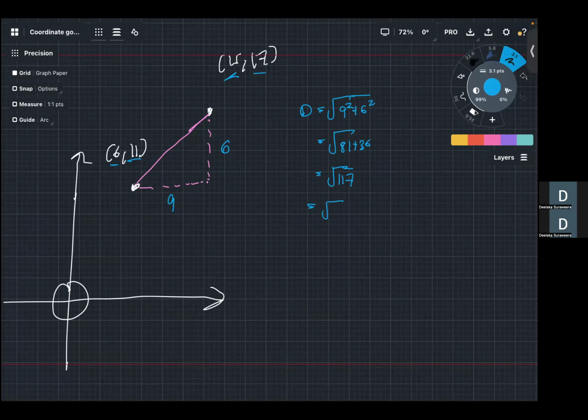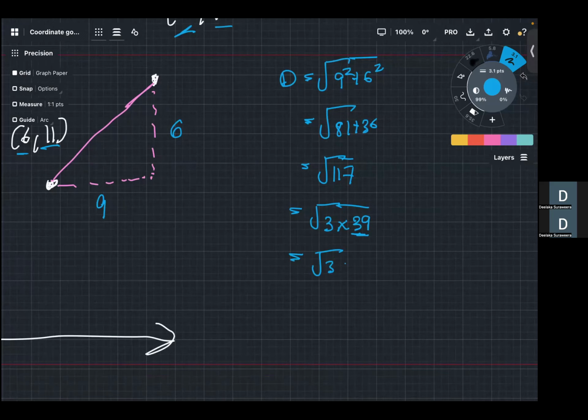Simplify this from here. The way you simplify is you just factorize as much as you can, and you want to find square factors. So 3 times 39. There's no square factors at the moment. But 39 still has more factors to break down. It's 3 times 3 times 13. And 3 times 3 is 3 squared. And the square root of 3 squared is 3. So the square root of this bit is just 3. And the root 13 stays inside the square root as it is.